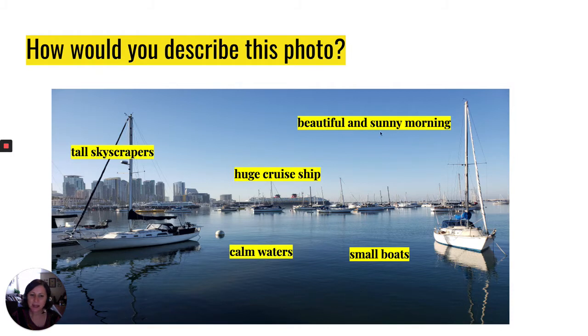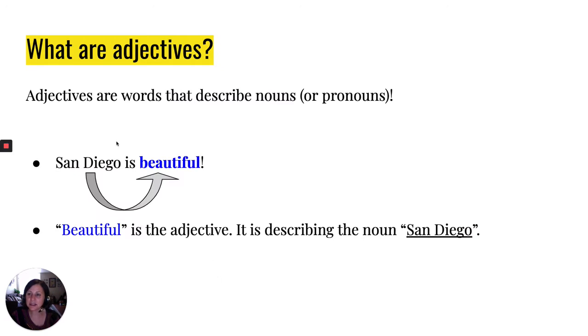What do you notice about these words that I used? They have adjectives: tall, huge, beautiful, sunny, small, and calm. I'm using these words to describe, and that's how we use adjectives. Adjectives are words that describe nouns or pronouns. San Diego is beautiful. Beautiful is the adjective, and it's describing this noun, San Diego. And remember, nouns are people, places, things, animals, ideas, and we use these adjectives to describe them.